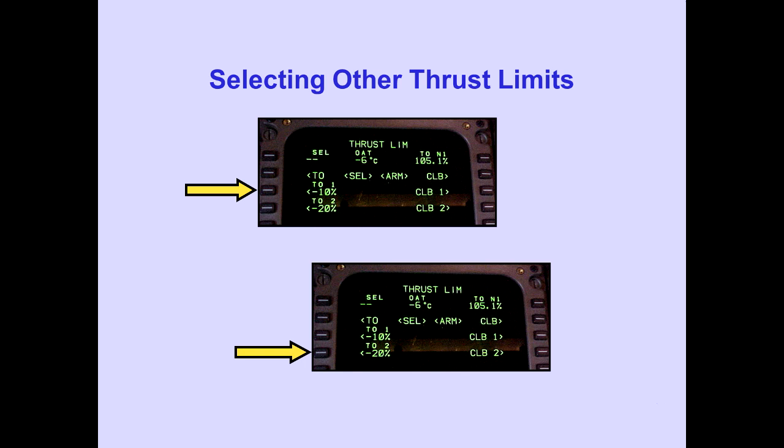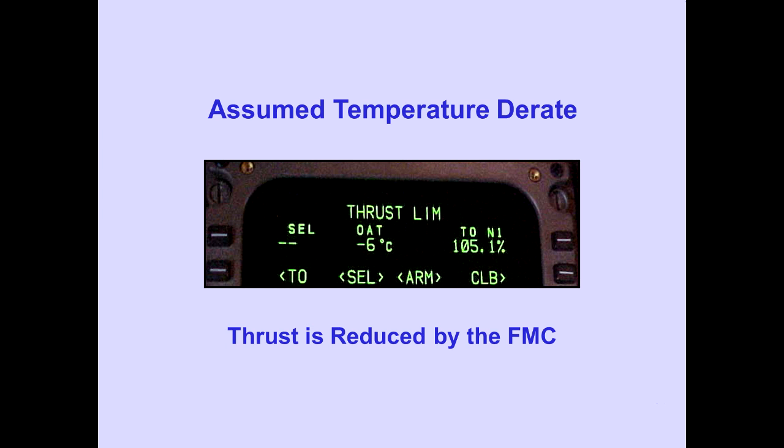If other thrust limits are desired, line selecting takeoff 1 or takeoff 2 selects the respective thrust limit and arms the respective climb thrust limit. Selected thrust limit can be derated by entering an assumed temperature in the select line. D is displayed to the left of the selected takeoff thrust limit, and thrust is reduced by the FMC. At this time, it is Atlas policy not to use assumed temperature derate for takeoff performance.